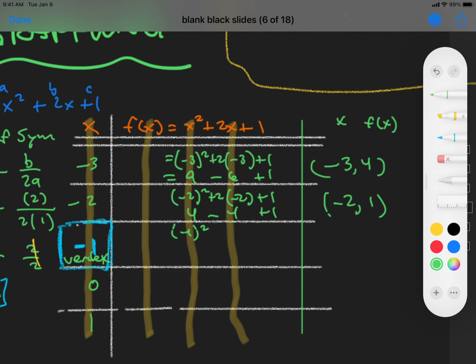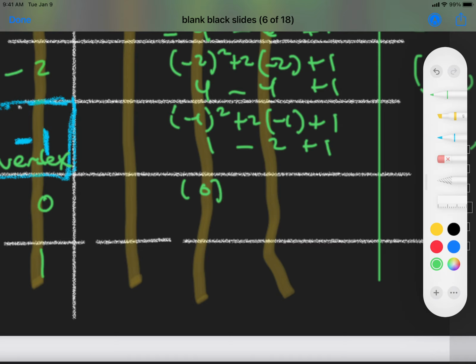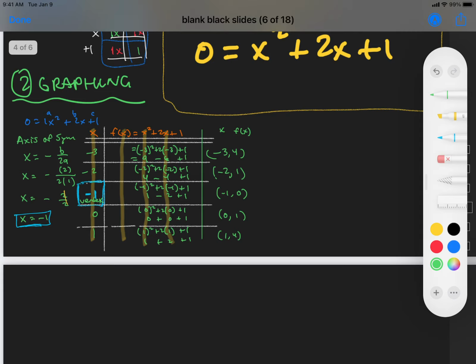So negative 1 squared plus 2 times negative 1 plus 1. This will give me negative 1 squared, which is 1, minus 2 plus 1. So that's negative 1 plus 1, which is 0. Negative 1, comma 0. If you're getting stuck on the math operations, use a calculator. Super helpful. All right, let's put in 0 now. You see that the yellow represents my x value. So 0 squared is 0. 2 times 0 is 0. And 0 plus 1 is 1. So 0, comma 1. And then we just put in a 1. Last one. 1 squared is 1. 2 times 1 is 2. And 1 plus 2 plus 1 is 4. 1, comma 4. Okay, so what I'm going to do here is draw a coordinate plane.